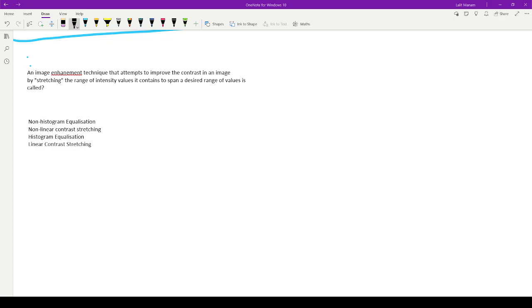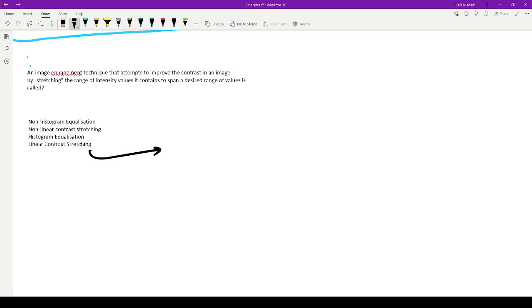Or anyone else? What is the idea of linear contrast? The transform function will be linear. That's correct, but anything more on that? I mean, that's evident from the name. It's not piecewise. It's completely full linear contrast.